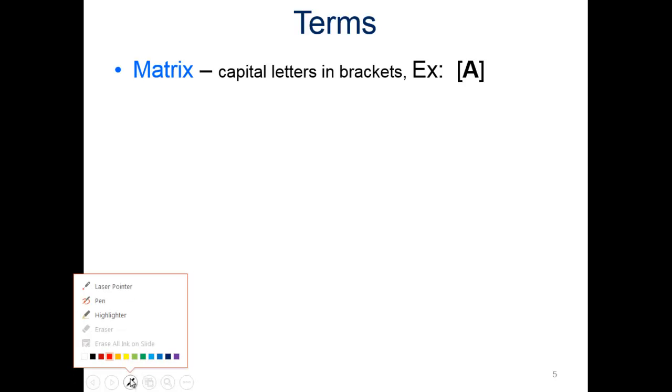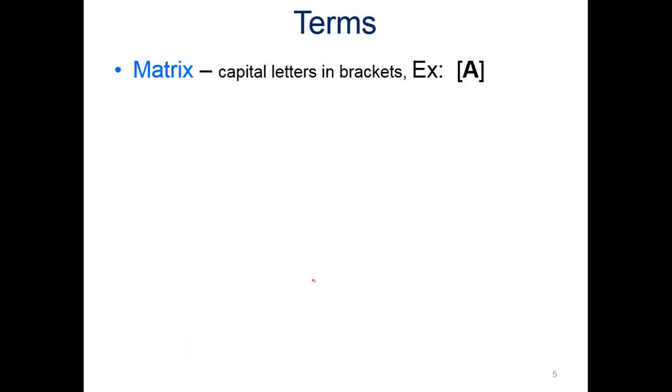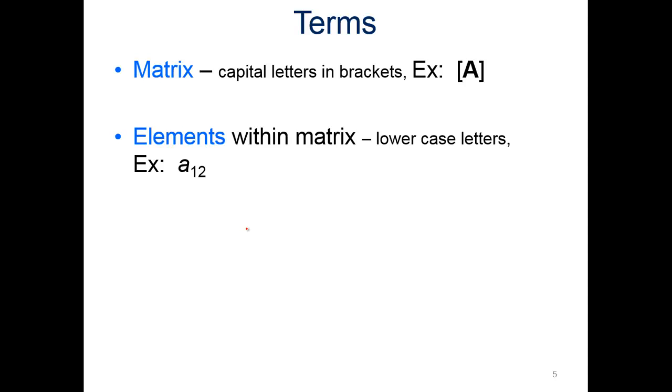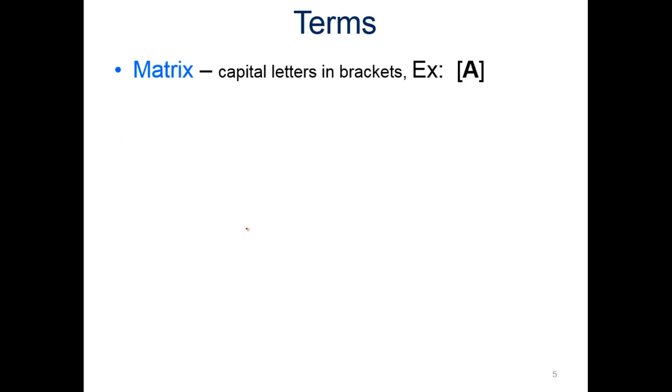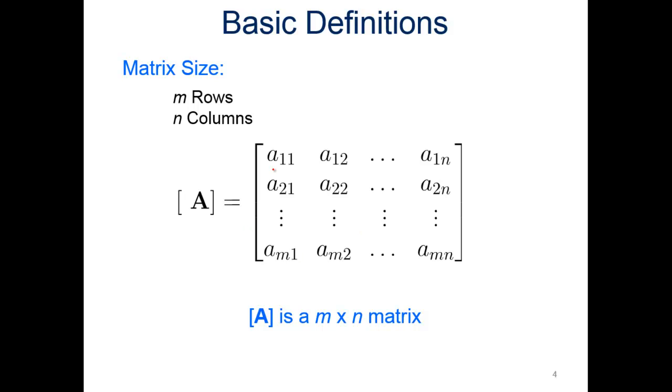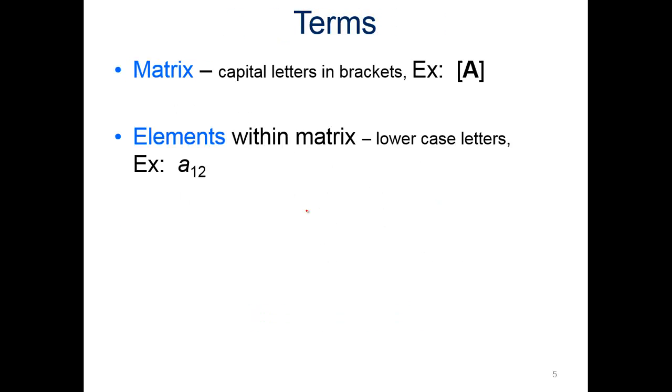Let me turn my pen on here so I can mark this up as we go. All right, and for elements within a matrix, you'll see lowercase letters. So let's go back here to the previous slide. You can see all these ones with indices here. The first index indicates which row we're in, and the second one indicates which column. So you can see all these have 1 because they're all in column 1, and these all have 2 right here, and here because they're all in row 2. All right, so rows first, columns second.